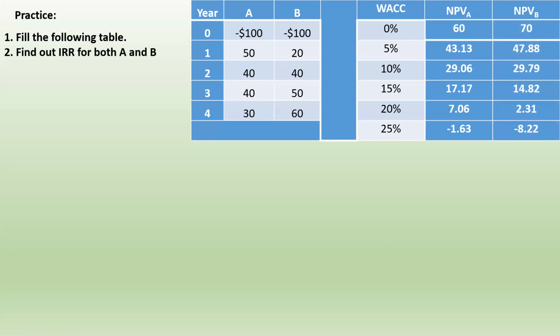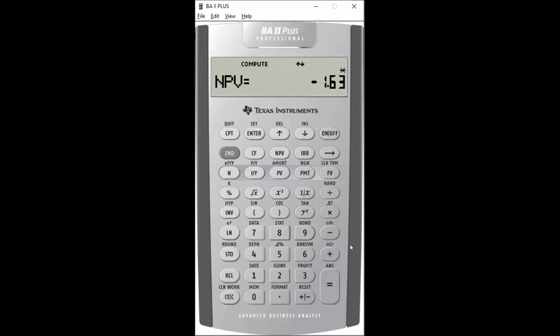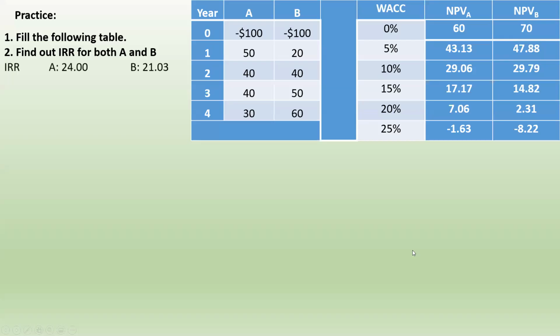The second question asks you to find out the IRR for both A and B. I will show you how to find the IRR for project A, and you can do the IRR for project B by yourself. After we calculate the NPV, because the cash flow is the same, we can directly click IRR and then press compute. So for project A, IRR is 24%. And for project B, the IRR is 21%.